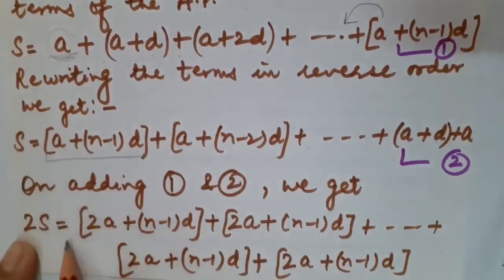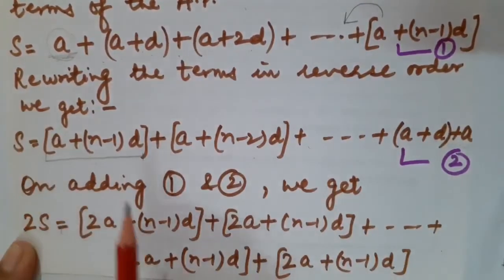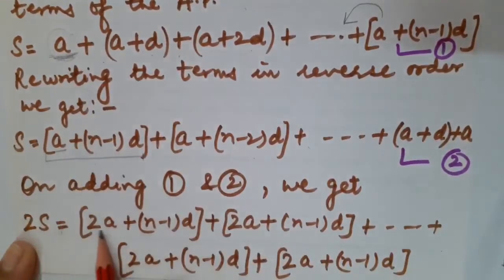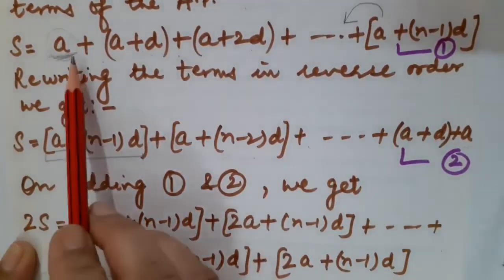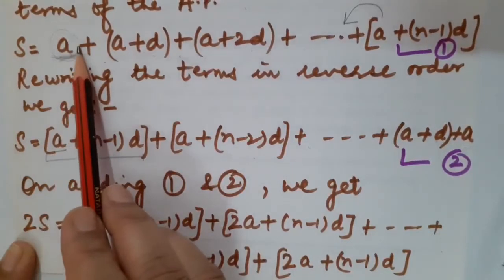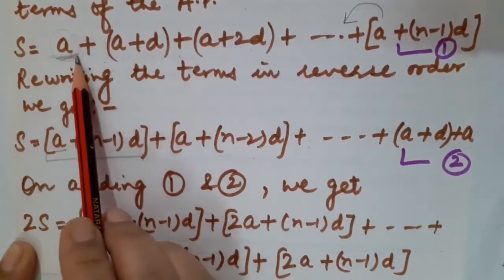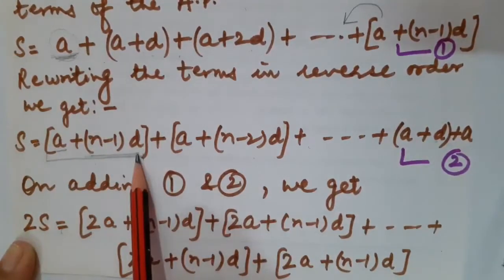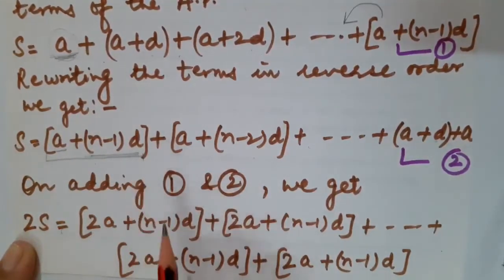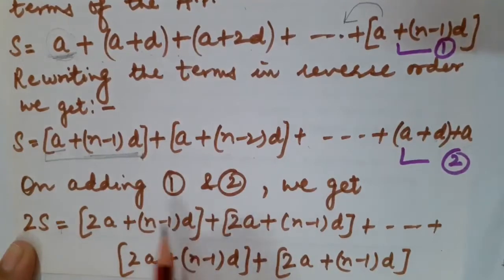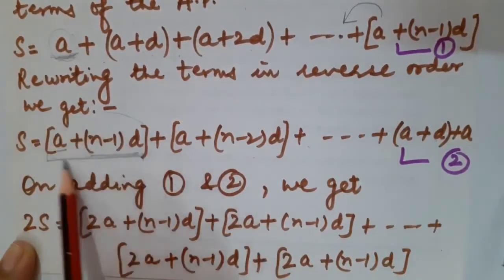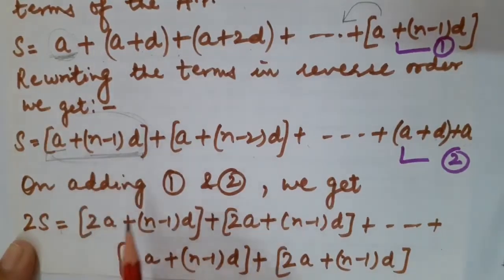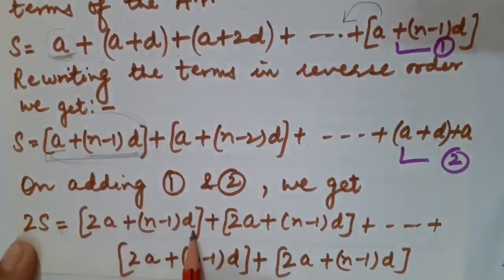S plus S will become twice of S. Now please be alert. This is a plus a, it will become 2a, plus there is no term with d. In equation number 1, I am talking about the very first term, but here there is one term with d, with common difference, that is n minus 1 into d. So when I am going to add a in this very expression, that is a plus n minus 1 into d, I will be getting 2a plus n minus 1 into d.